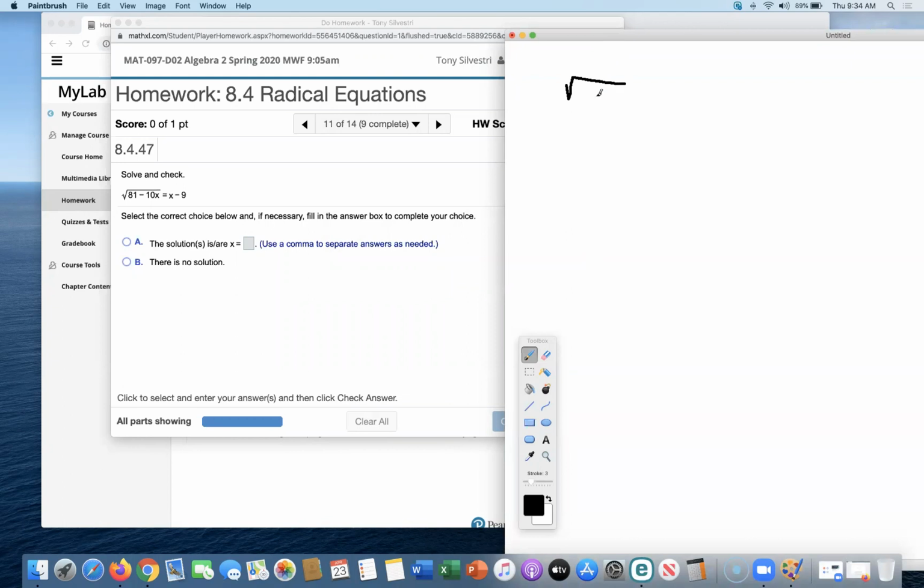Square root of 81 minus 10x equals x minus 9. It's an ugly 10, bear with it. Okay, I got a square root all by itself. I'm going to square both sides. Gets rid of this. Minus 10x equals, square both sides. Now, this is a FOIL job.